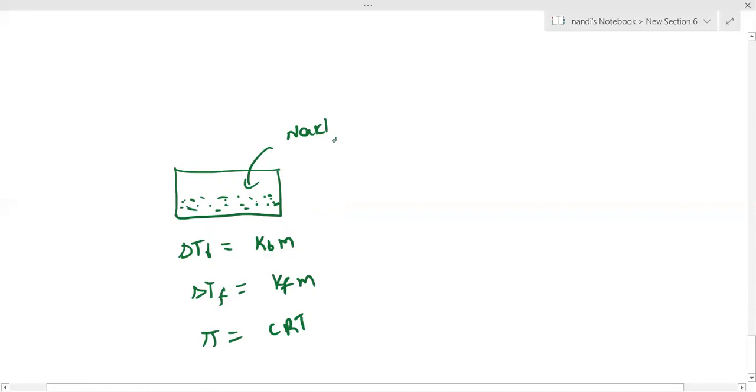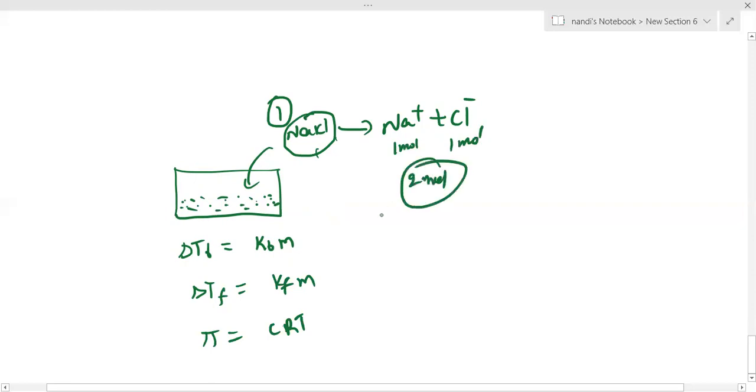But whenever we take NaCl, I hope you know that colligative properties depend upon the number of solute particles. So it is going to dissociate into Na plus and Cl minus. I am calculating for 1 mole, but 1 mole gives 2 moles of particles. This is 1 mole and this is 1 mole. In total I get 2 moles, so the expected colligative property value and the actual calculated value are going to deviate.